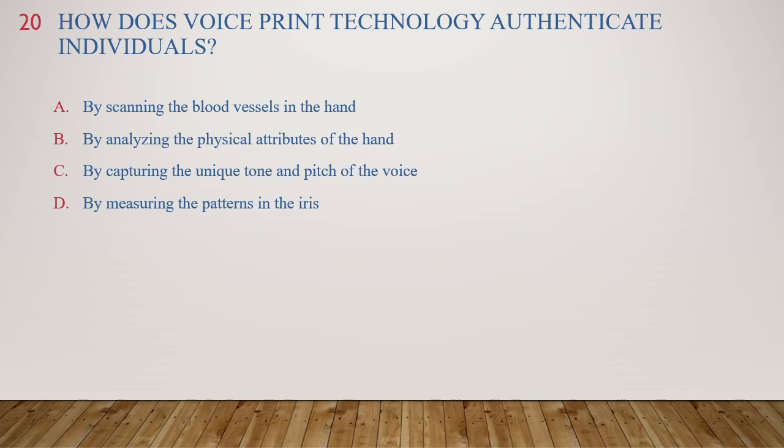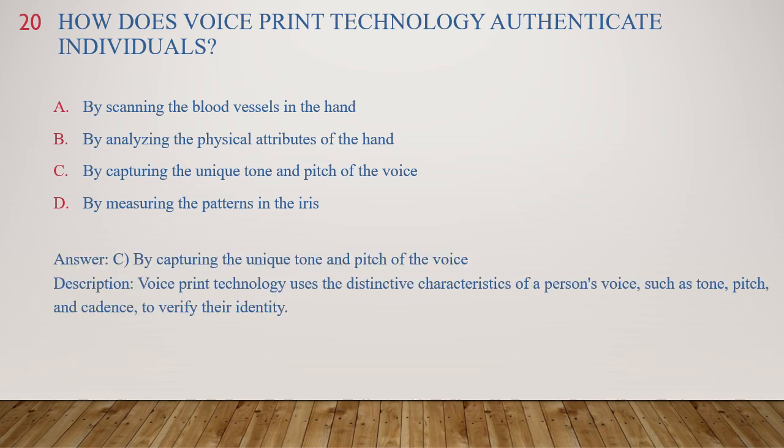Question number 20. How does voice print technology authenticate individuals? A. By scanning the blood vessels in the hand. B. By analyzing the physical attributes of the hand. C. By capturing the unique tone and pitch of the voice. D. By measuring the patterns in the iris. The correct answer is C. By capturing the unique tone and pitch of the voice.